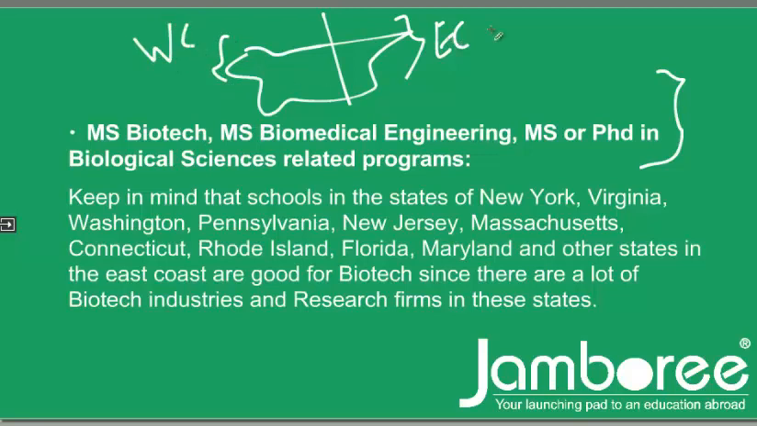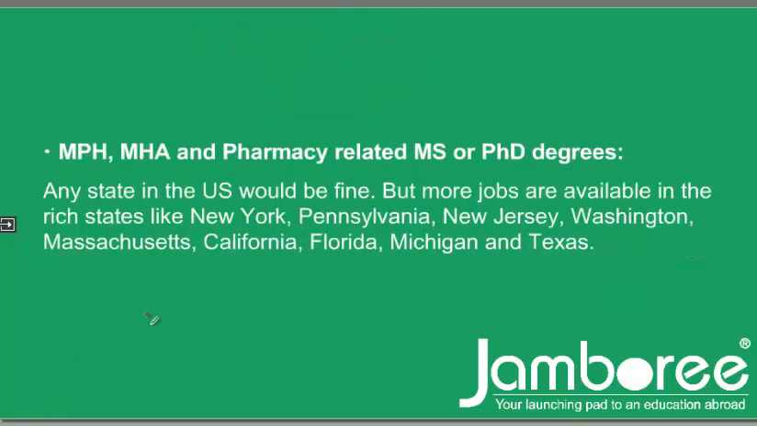So for biology and biomedical science related programs, such as biotech, the East Coast universities and universities located in these states have a lot of jobs. These states have a lot of companies who do extensive research in this area. So if you are looking for programs in this domain, then these are the states where the universities are good, because ultimately you'll get internships and a lot of job opportunities in these regions.